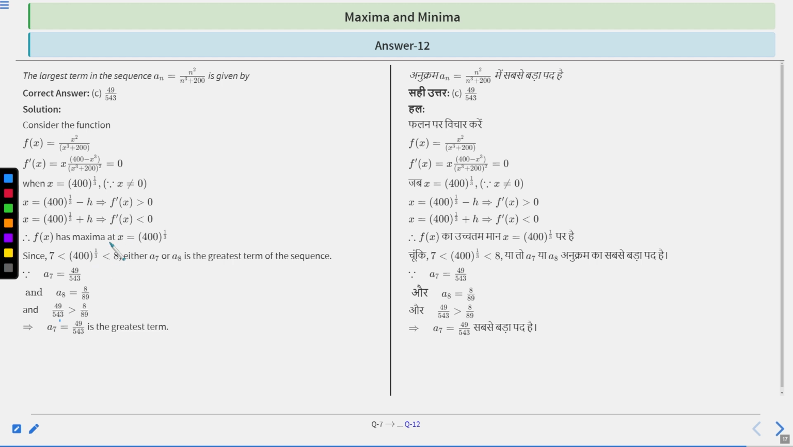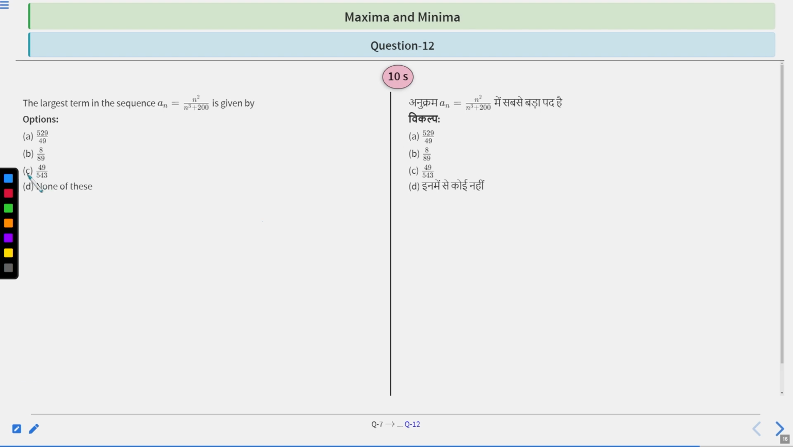Since 400 to the power 1 by 3 is between 7 and 8, either a7 or a8 is the greatest term of the sequence. Therefore, a7 is equal to 49 upon 543, right? And a8 is equal to 8 upon 89. Therefore, 49 upon 543 will be greater than 8 upon 89, right? Therefore, a7 equal to 49 upon 543 is the greatest term. Clear? So I think option C is the right choice. C is the right choice.